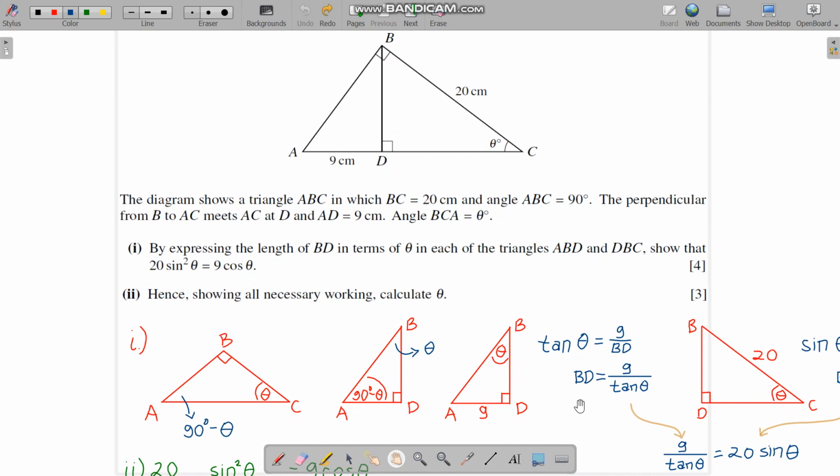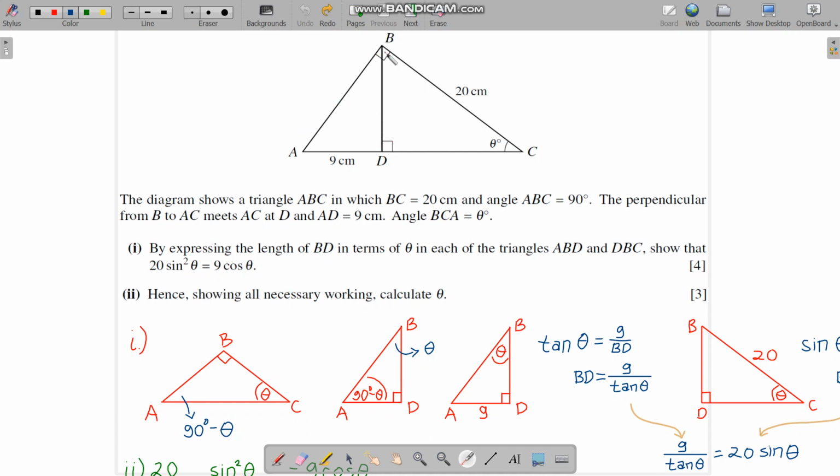First of all, look at the big triangle, the triangle ABC. If this is theta, this is 90 minus theta. So now we know that this is 90 minus theta. Look at the triangle ABD now. This is 90 minus theta, so of course, this angle is then theta.